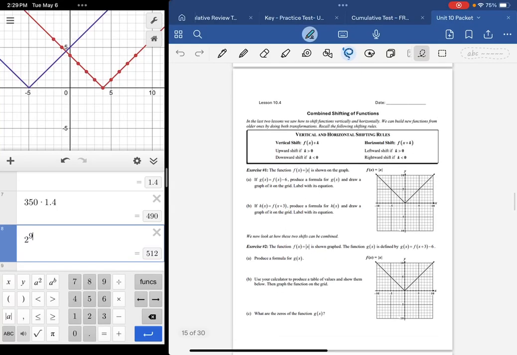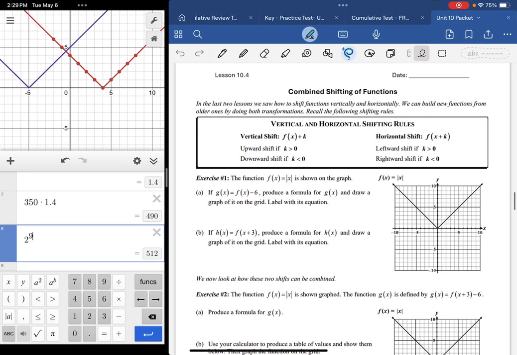Okay, we're looking at page 14 here. This one combines vertical and horizontal shifts. So in the first exercise, we have the parent function, f of x is equal to the absolute value of x. It's saying g of x is f of x minus 6.